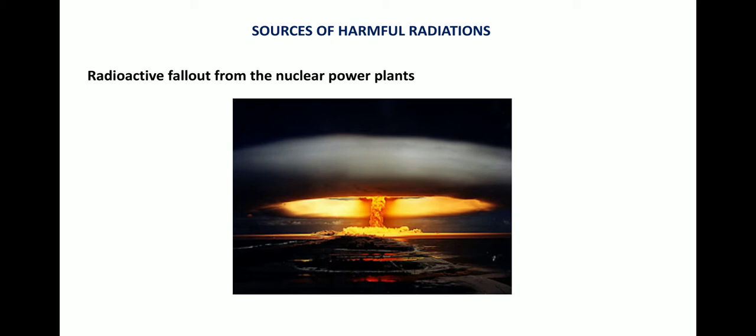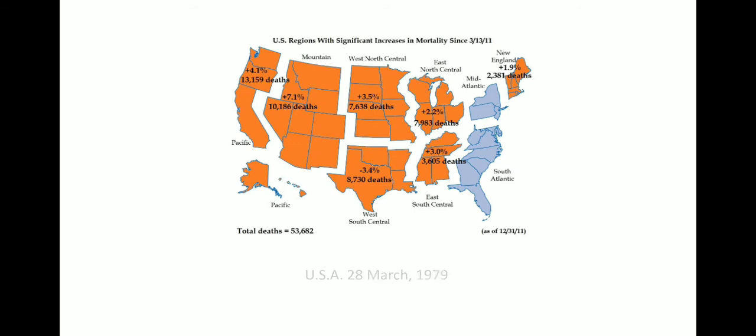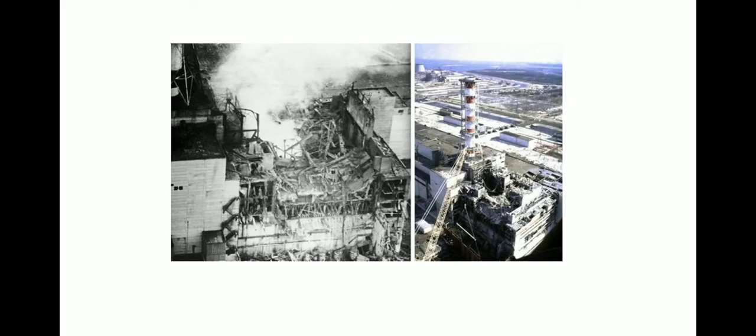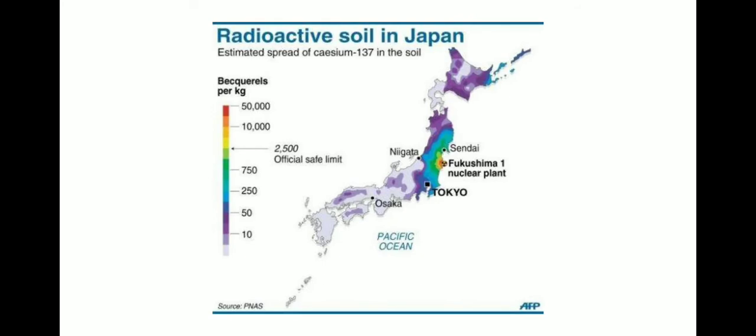There have been 3 such accidents in the past. One in the USA on 20th March 1979. The second in Chernobyl, Ukraine on 26th April 1986. And the third in Japan on 11th March 2011. These accidents caused damage to the reactor buildings and injuries to the persons working in the plants as well as to the persons in the vicinity.